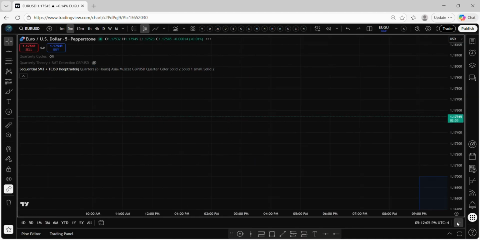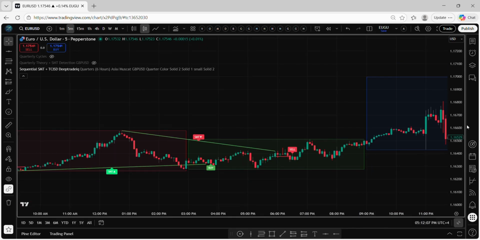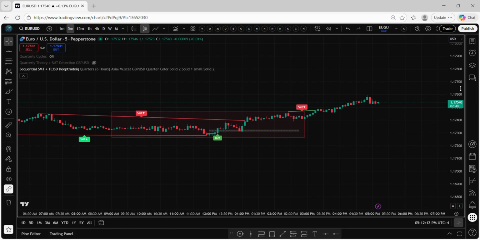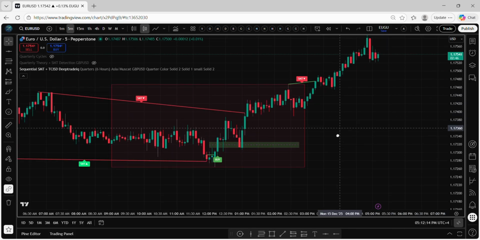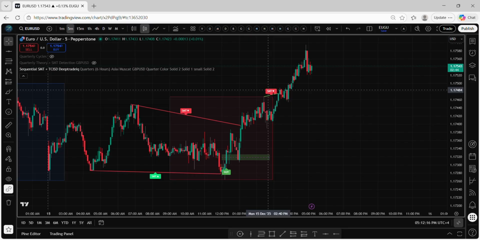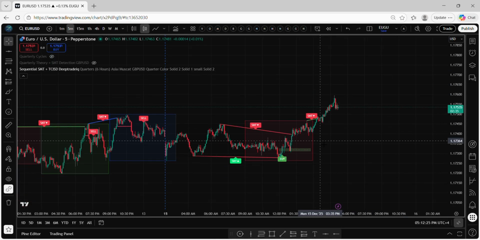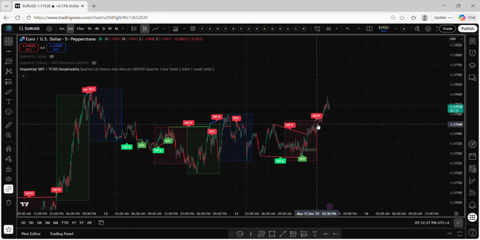let me show you on M5. Here is a sequential SMT between these two quarters, but we need to wait. We need to wait for taking entry. Better we check for the liquidity, not for yesterday, but before yesterday also has a liquidity level here.